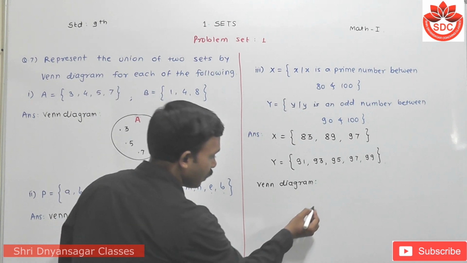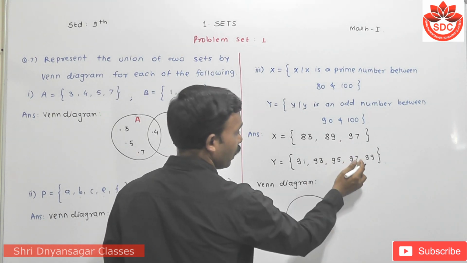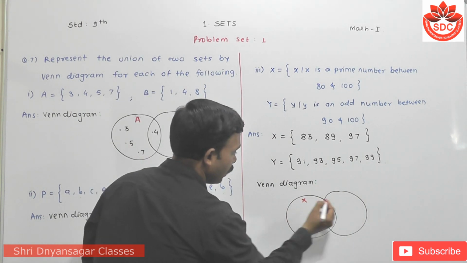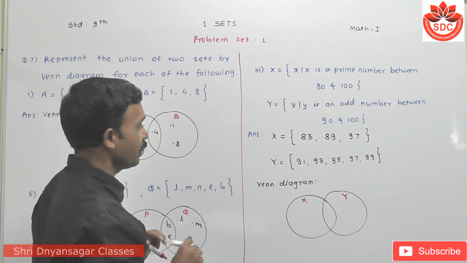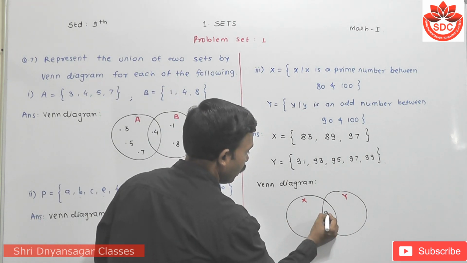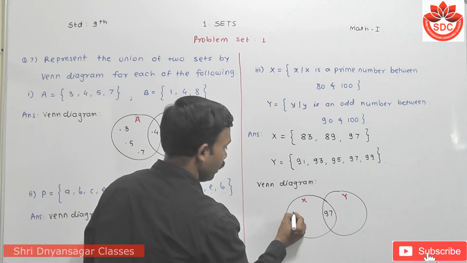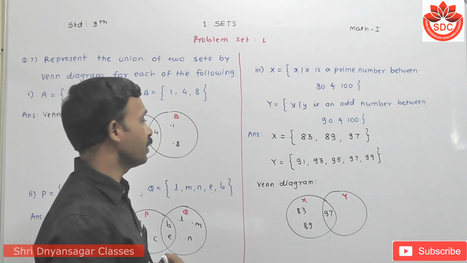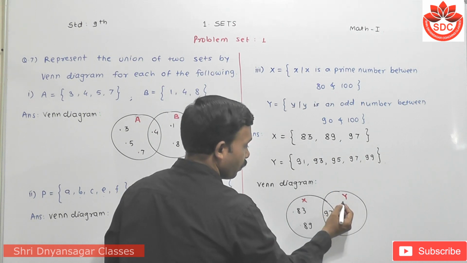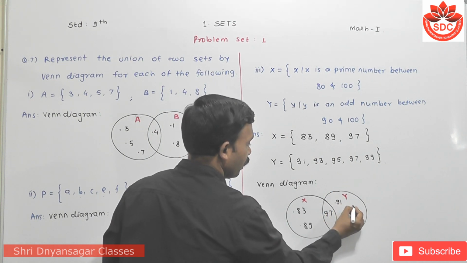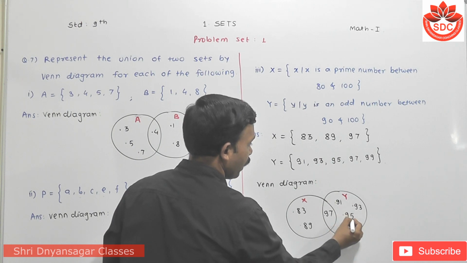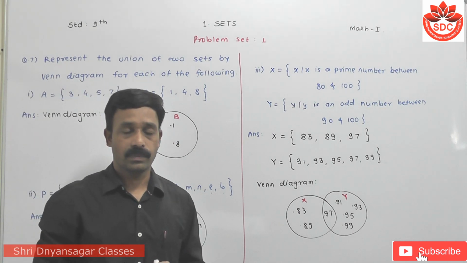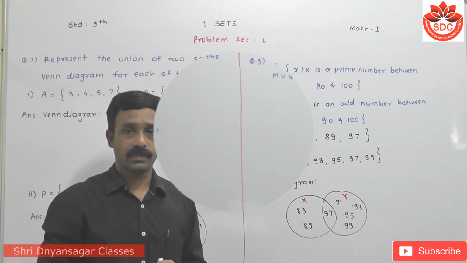We take two circles. Now when you observe carefully, there is only one element which is common. So we take set X and this is set Y. Taking the elements here, 97 is the common element, and here is 83 and 89, and 97. Then the remaining elements of the set Y are 91, 93, 95, and 99, which is the union of the sets X and Y. Can you understand this? Let's see the next question.